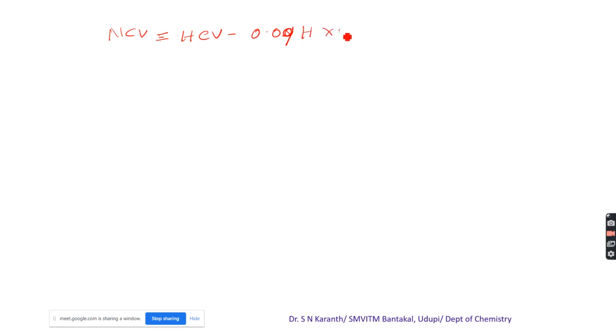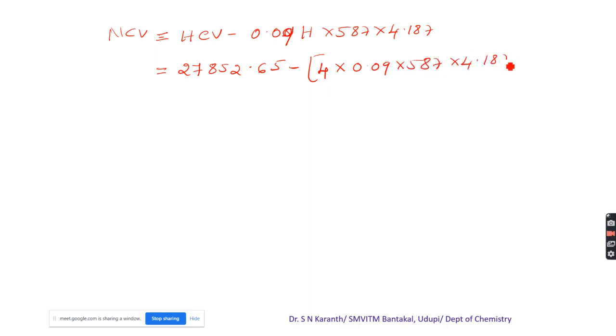0.09 H into 587 into 4.187. That is 27,852.65 minus, how much is 4 into 0.09 into 587 into 4.187, that you get 26,967.86 kilojoule per kg.